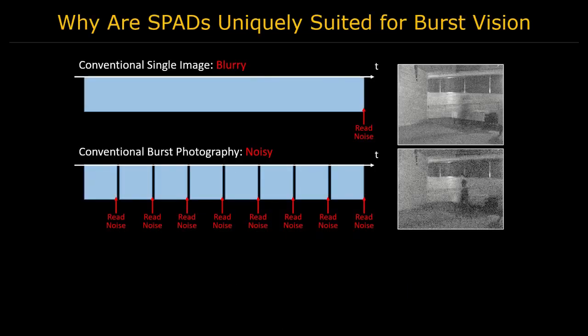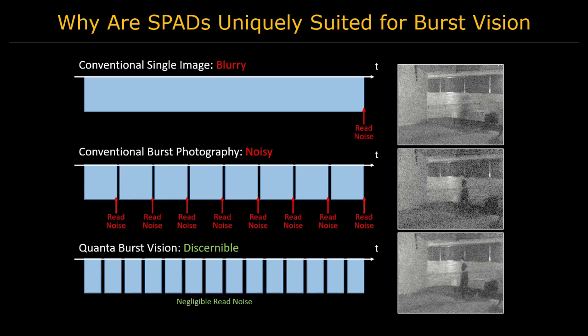Notice that conventional cameras do not always benefit from burst photography, as each frame suffers from a fixed amount of read noise. This can ruin the actual image signal in each frame in challenging low-light, high-speed scenarios. In contrast, SPADs have negligible read noise. Therefore, they are the ideal sensor for low-light burst vision.